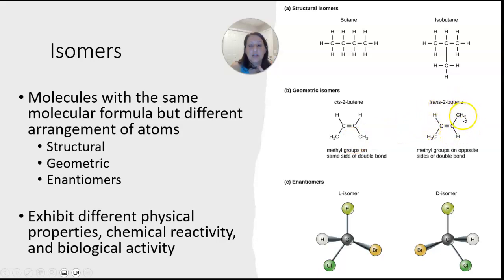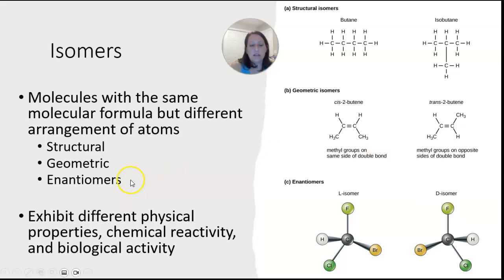So the CH3 and the CH3 are on opposite sides of the double bond. When you build these in lab, you're going to see that that double bond locks the molecule in a plane. And so those molecules don't just spin around. They aren't capable of moving. They're locked in that plane. So they're locked in either the cis position or the trans position. So those are geometric isomers.